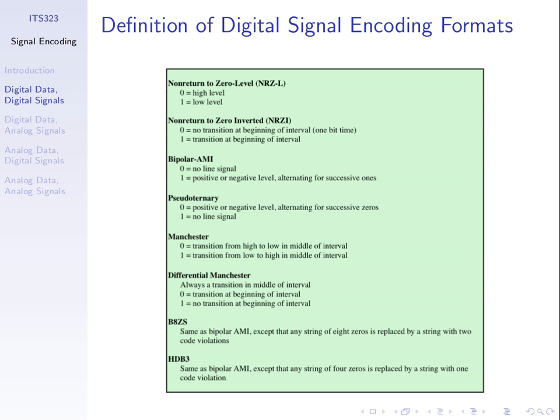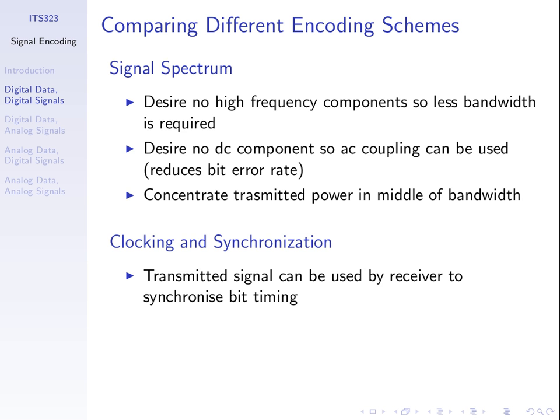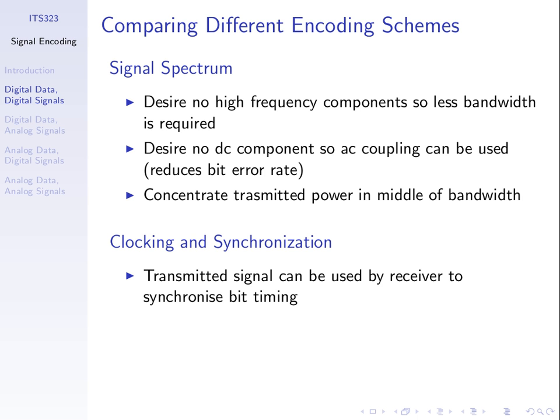Why do we have all these different schemes? What are the trade-offs between them? There are several listed here. The spectrum that these signals generate differ. Depending upon the signalling encoding scheme, they generate signals with different frequency components. One aim is to minimize the high frequency components. So that is, minimize the bandwidth required for the signalling scheme.